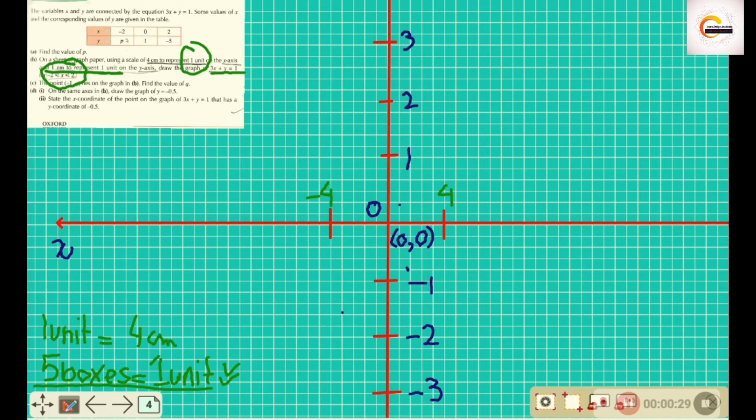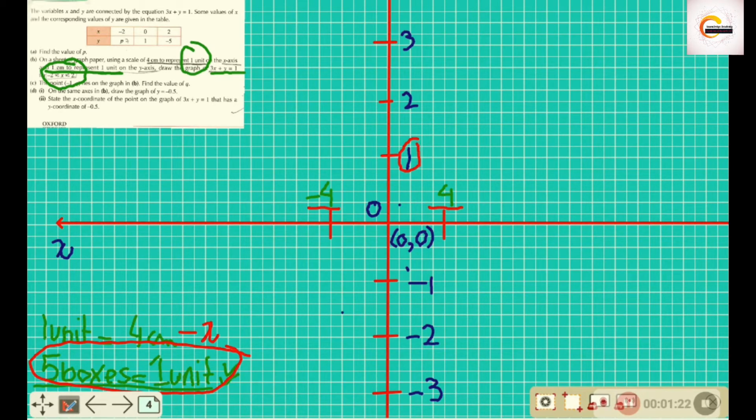So first let's solve the first part of this question, that is 4 cm to represent 1 unit. First of all, I'm going to decide how many boxes will make 1 unit. I have already written over here, 5 boxes will make 1 unit. Now if 5 boxes make 1 unit, then after counting 5 boxes, 1 2 3 4 5, I have written 4 centimeters. So it's on the x-axis, right? Now on the y-axis, similarly 5 boxes make 1 unit, so on the y-axis 5 boxes will make 1 centimeter, like this.